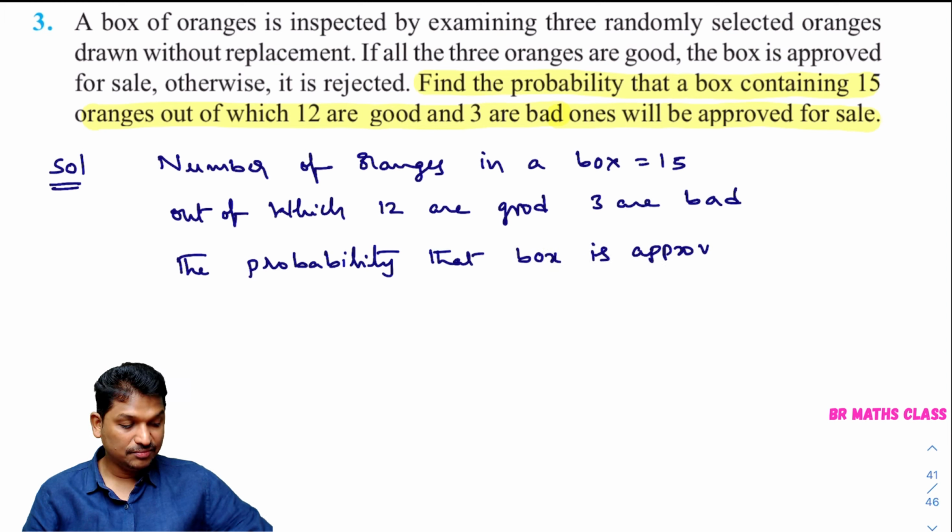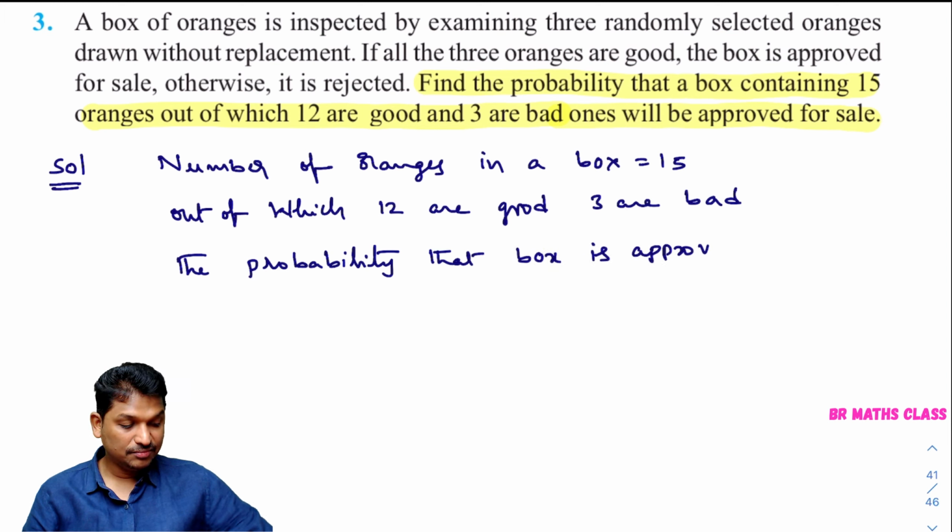So the total number of results is 15C3. The probability definition is favorable results divided by total number of results. Total results is 15C3. Favorable results: if all 3 oranges you pick are good, then only is the box approved for sale. That means you need to pick those 3 oranges from the good oranges only. So favorable results are what?